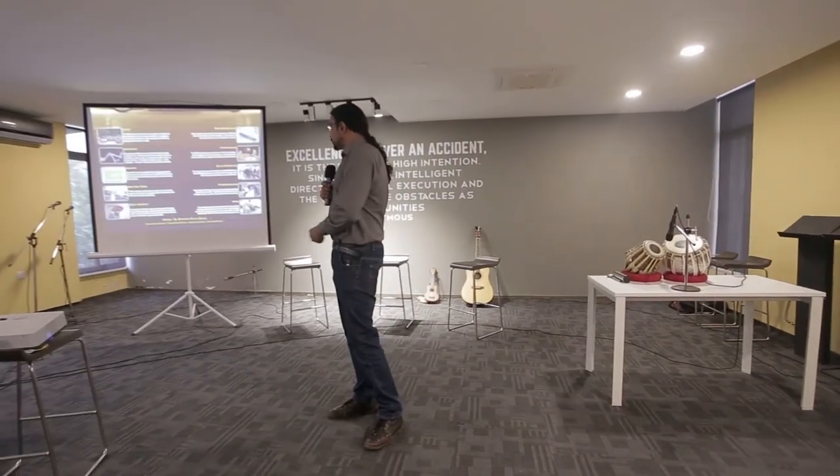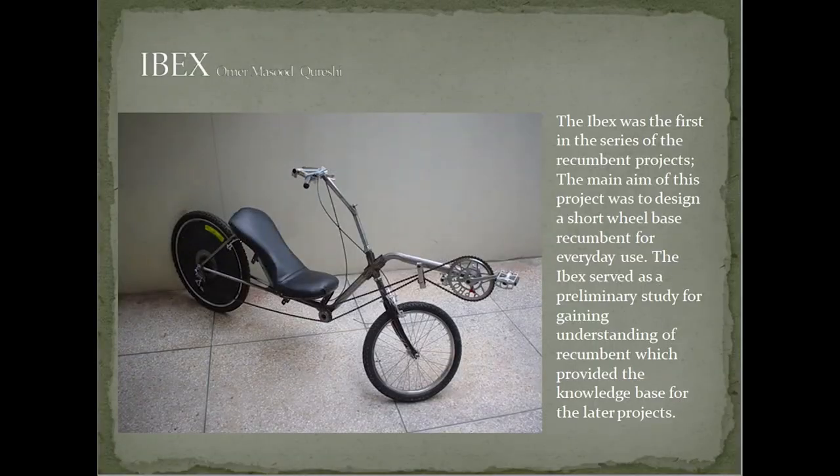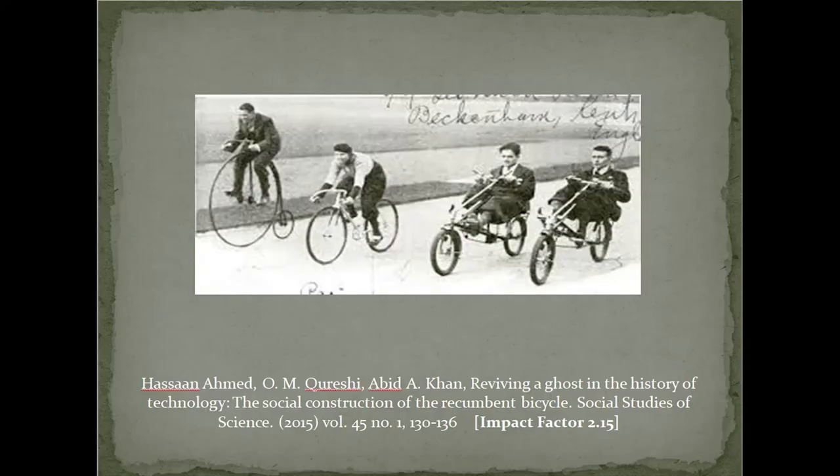They didn't sell, so I made another bike. Didn't sell either. Then we made another bike, didn't sell either. I was wondering, I'm making such efficient bikes and they're so much faster than the normal bikes. Why aren't they selling? The reason was not technological superiority. Things do not sell because of technological superiority. Things sell because they conform to the societal norms.